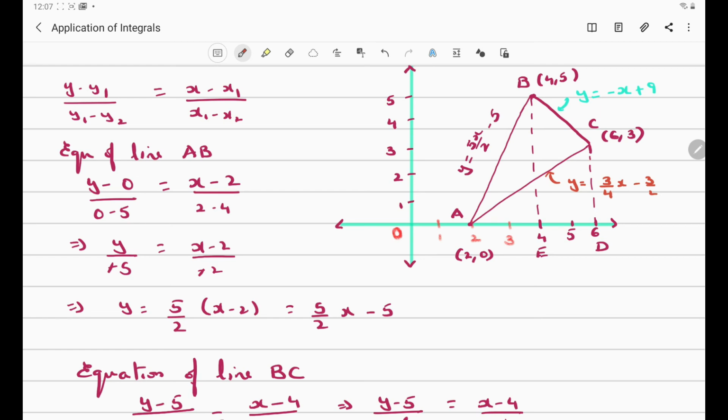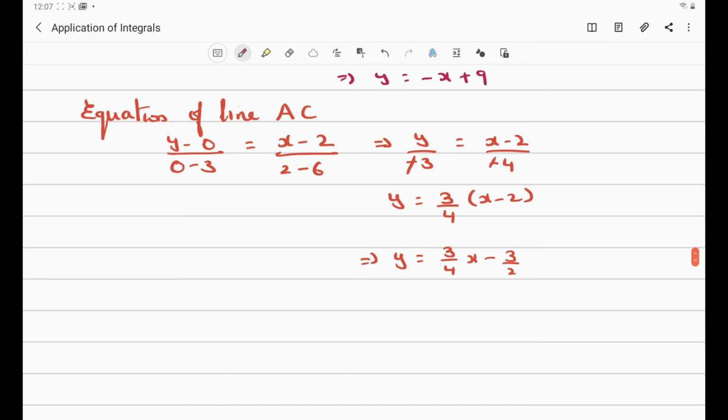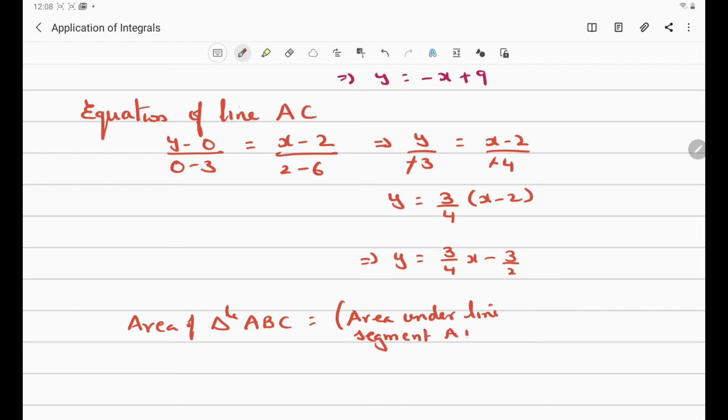So we can write the area of the triangle ABC as equal to the area under line segment AB, plus the area under line segment BC, minus the area under line segment AC.